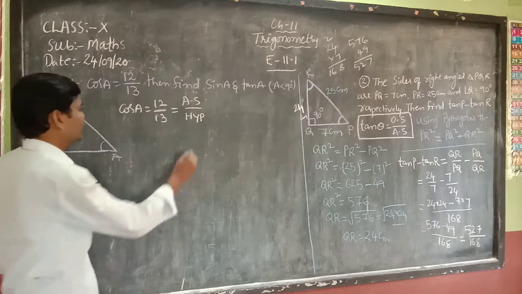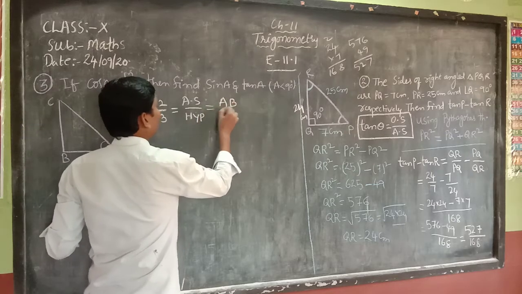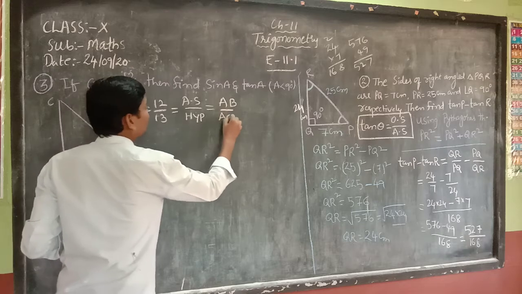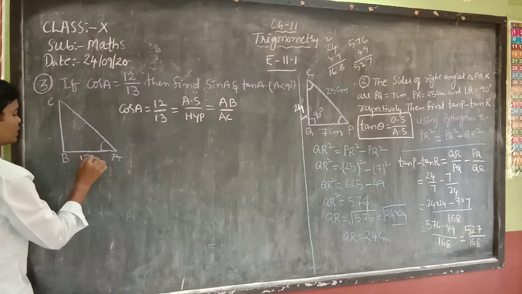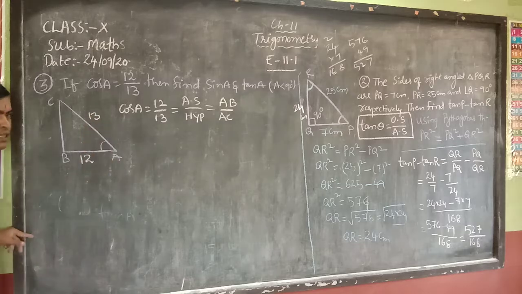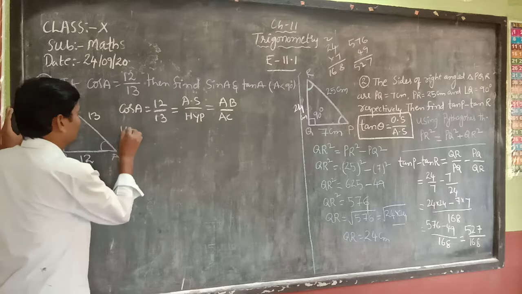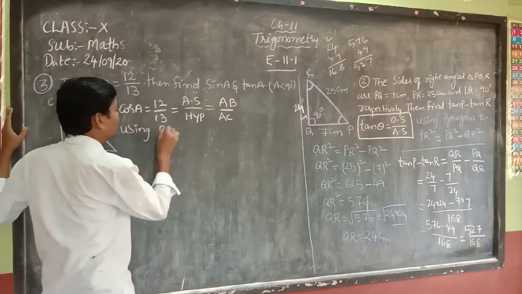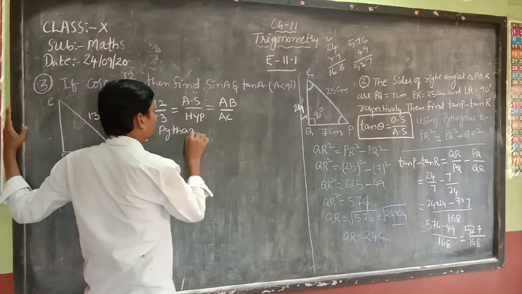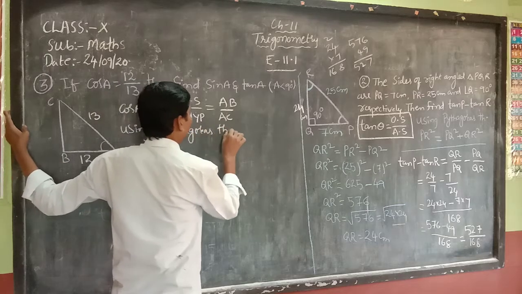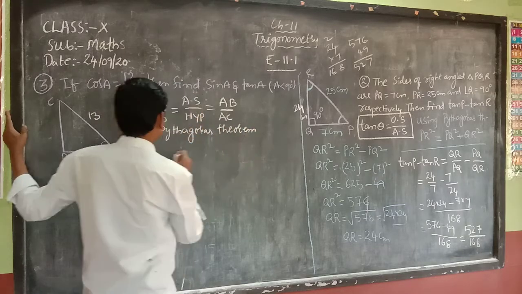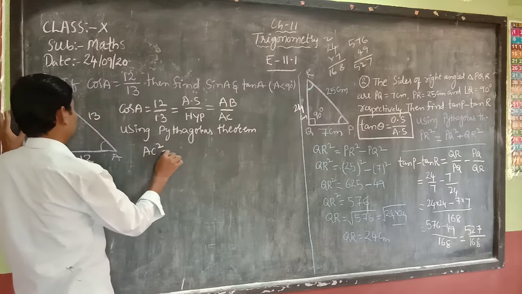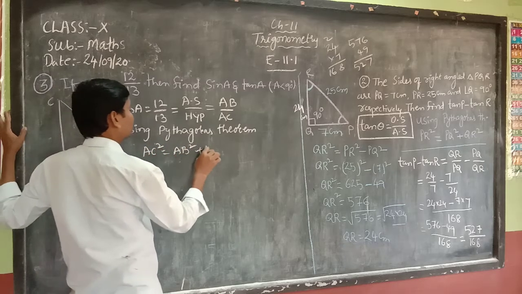What is the adjacent side here? AB. Hypotenuse is AC. So AB is how much? 12. AC is 13. Here we don't know the value of BC. What will we do? Which theorem will we use? Pythagoras theorem. Very good. So using Pythagoras theorem, hypotenuse AC square is equal to AB square plus BC square.